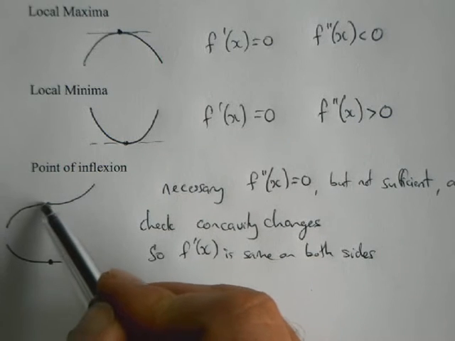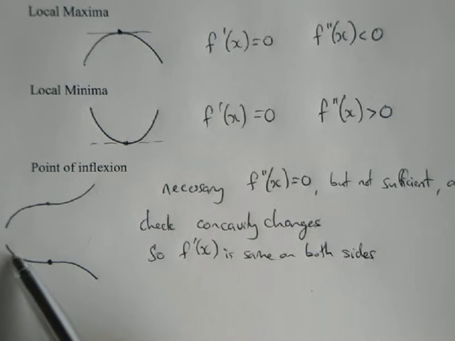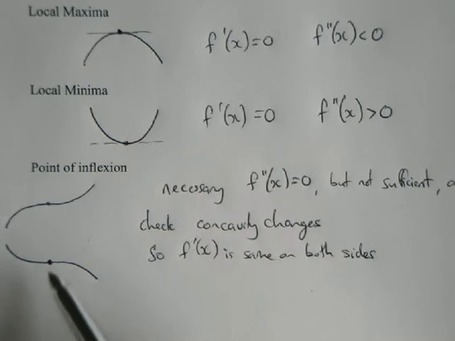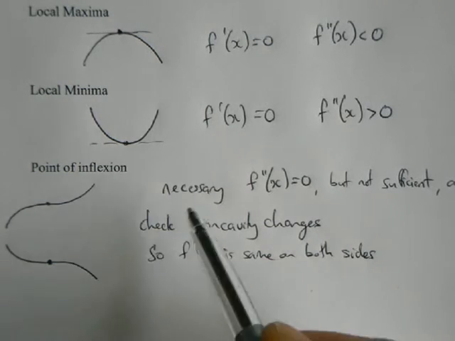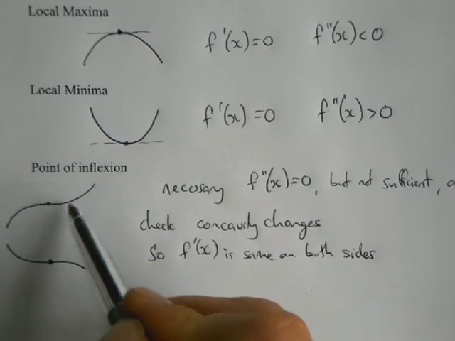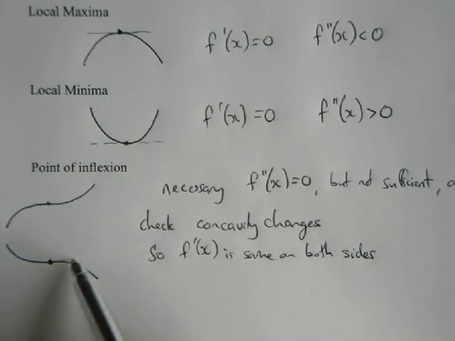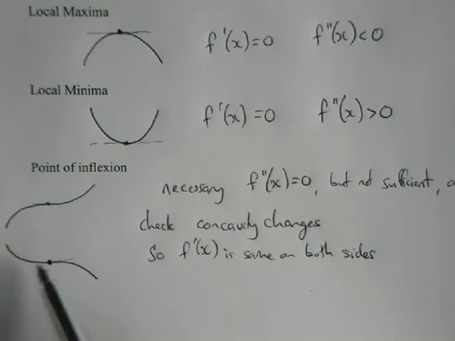So this is one where the first derivative is positive at all times, and here the first derivative is negative at all times. And as it goes through this point, the first derivative just touches 0, it just flattens out. So you get a 0 first derivative. But on both sides, the first derivative remains the same.